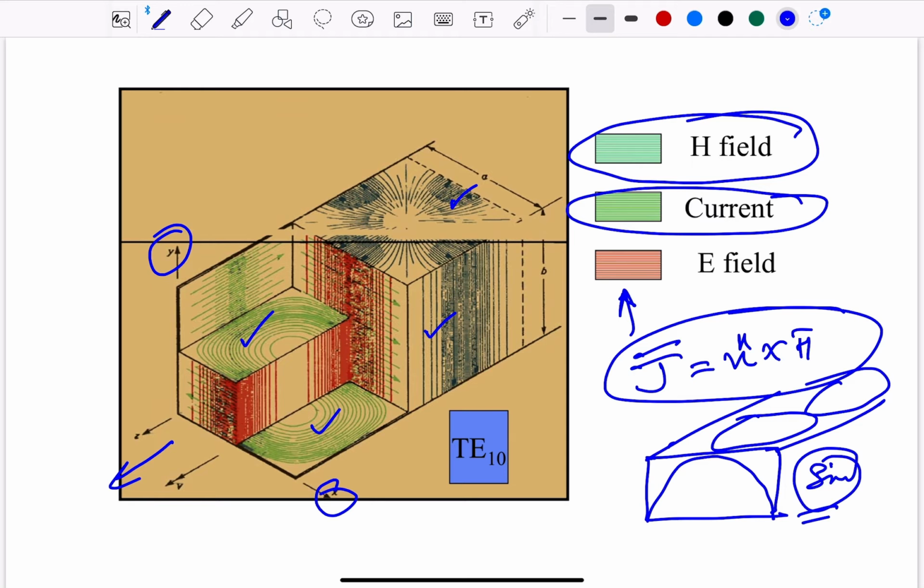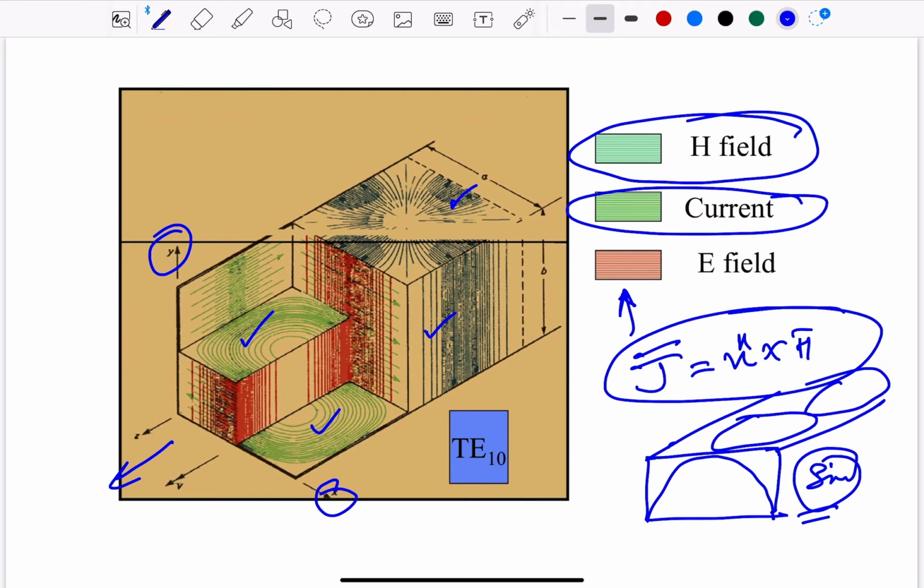So how do we excite these kinds of modes in a waveguide? If you can recall a very basic thing, a wire carrying a sinusoidal current, or a high frequency signal.